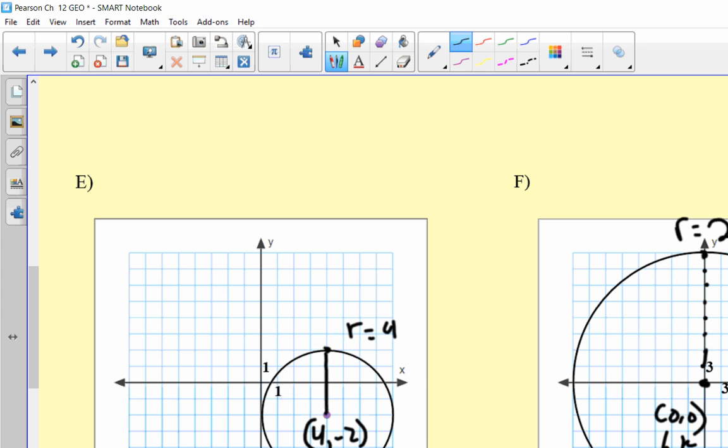Okay. So we're going to go ahead and plug all those in and see what you get as an equation. Why don't you go ahead and hit pause and do that.